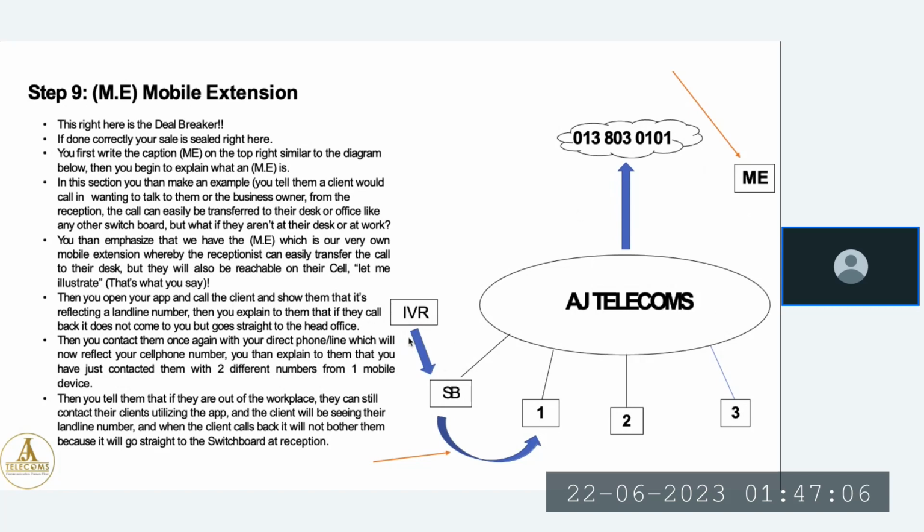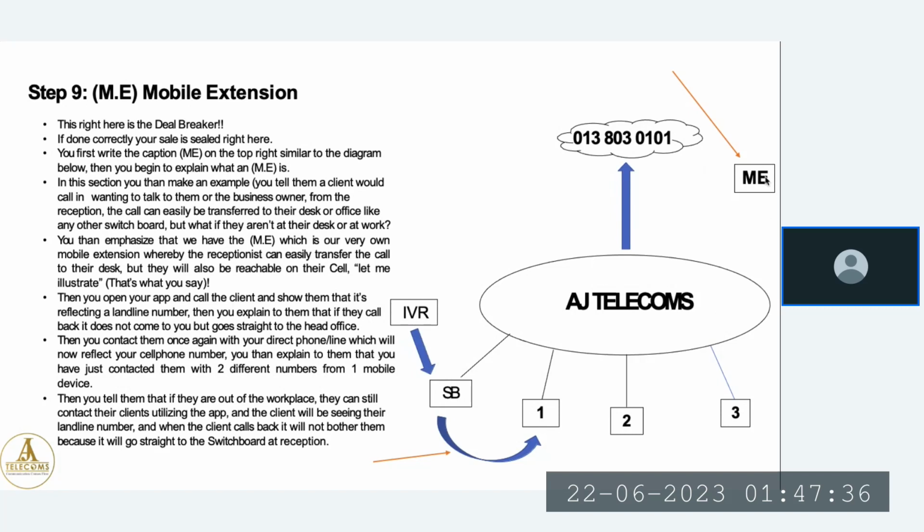So let us watch what the arrow is doing here. A client would call in, obviously wanting to talk to the business owner from the reception. So the call can now easily be transferred to their desk or office, like any other switchboard. But if they aren't at their desk or at work, you can then also emphasize that we have the ME, which is the mobile extension, which is our very own mobile extension, whereby the receptionist can easily transfer the call to their desk, but they will also be reachable on their cell.